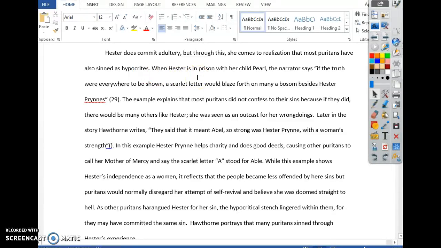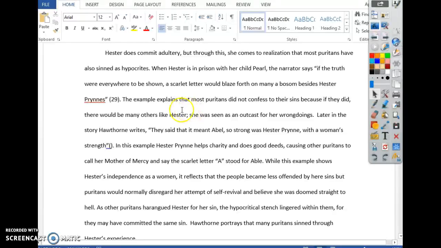The paragraph continues. When Hester is in prison with her child Pearl, the narrator says, "if the truth were everywhere to be shown, a scarlet letter would blaze forth on many a bosom beside Hester Prynne." So notice again, we've got our introducing the quote, narrator says, we've got our quote surrounded by quotation marks, and then we've got our page number, period is here, all right? Then we get to our explanation. The example explains, so that's introducing, here I'm going to explain this. The example explains that most Puritans did not confess their sins because if they did, there would be many others like Hester. She was seen as an outcast for her wrongdoings.